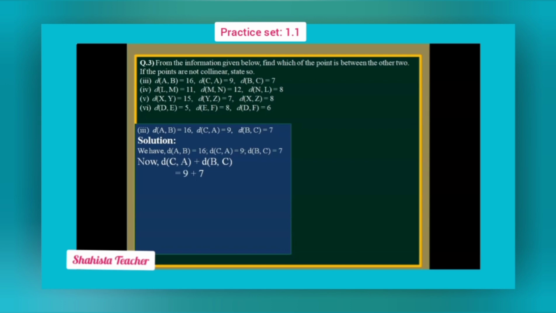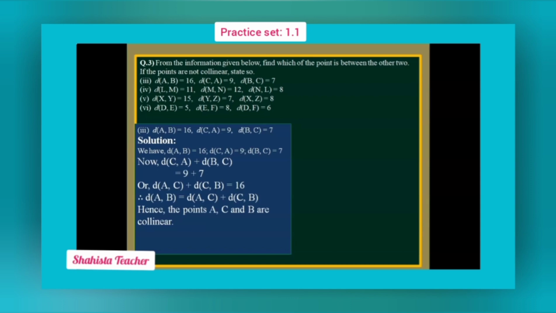So here distance of AC plus distance of CB, we can say CA or AC, both are correct, or we can say BC or CB, both are the same. So after adding these two numbers, AC plus CB is equal to 16. So here distance of AB is equal to distance of AC plus distance of CB. So hence the points A, C and B are collinear.